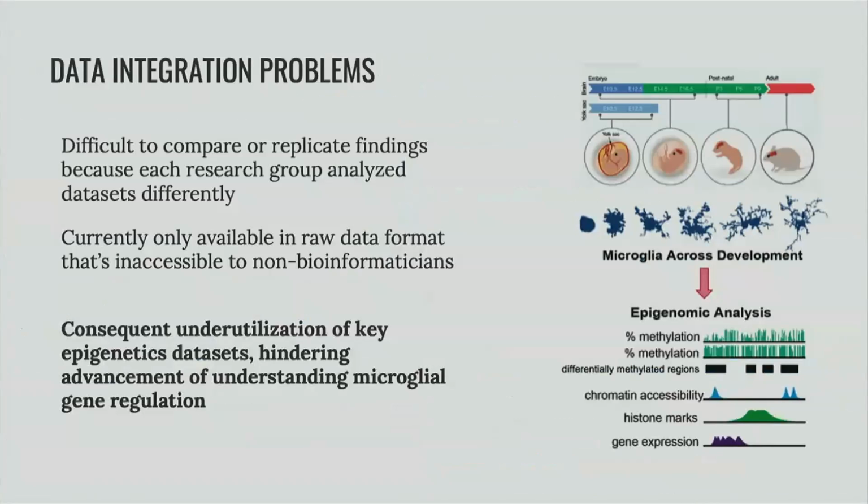So as these data sets are being generated, of course, there are data integration problems, and it becomes difficult to compare or replicate these findings because each research group analyzed the data sets differently, and they're also currently only available in a raw data format that's pretty inaccessible to people who don't code or use bioinformatics. So consequently, there's a high underutilization of these key epigenetic data sets, which ultimately hinders the advancement of understanding microglial gene regulation.